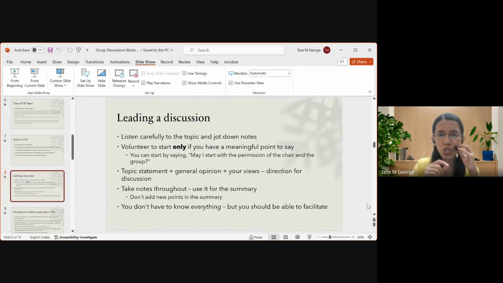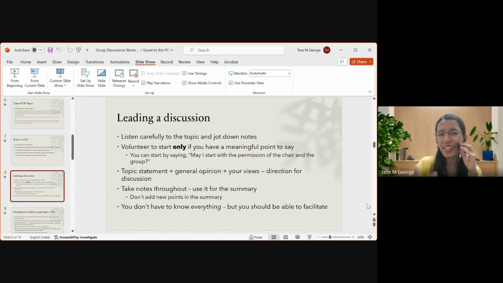As a leader, you should take notes throughout. Even if you're participating, you should be able to take notes. You should take notes throughout because you are incorporating others' perspectives into your own answer. Why should a leader take notes throughout? Because all of these notes together will form the summary of the discussion. In a summary, ideally, you should not add any new points. Now, it is important to remember that you don't have to know everything in order to take part in a group discussion.